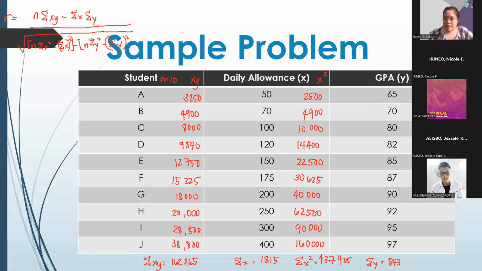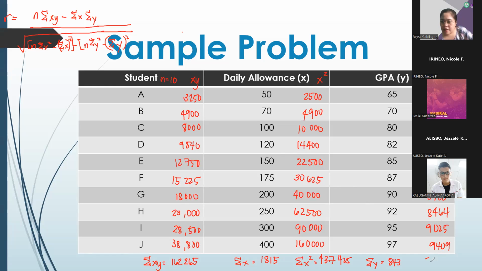85 squared, 7,225. 87 squared, 7,569. 90 squared, 8,100. 92 squared, 8,464. 95 squared, 9,025. And 97 squared is 9,409.